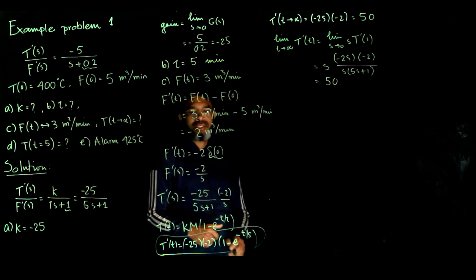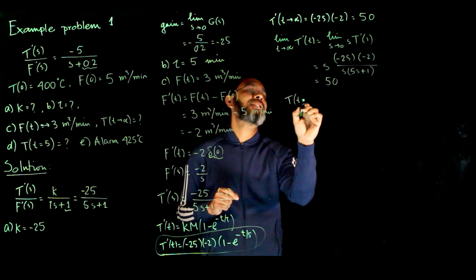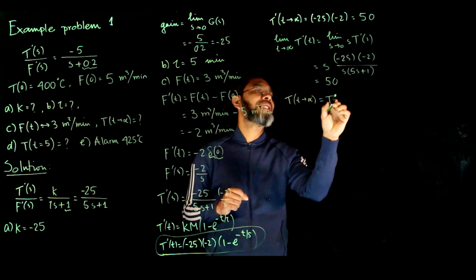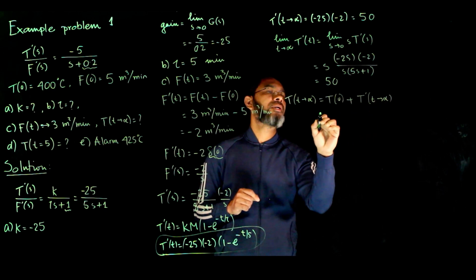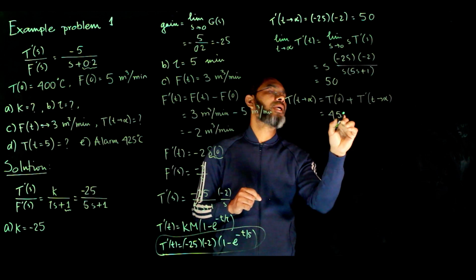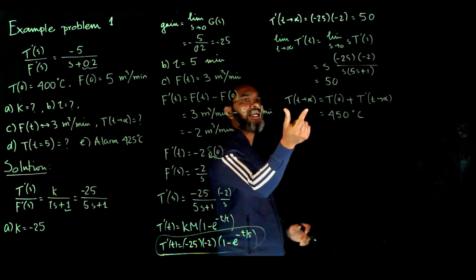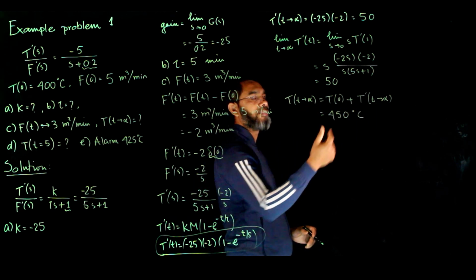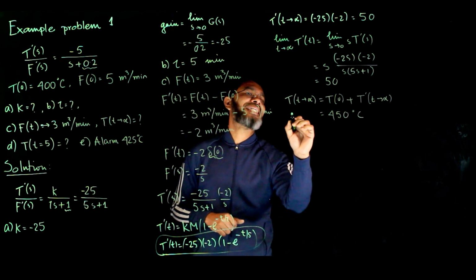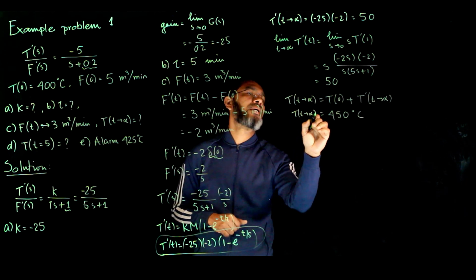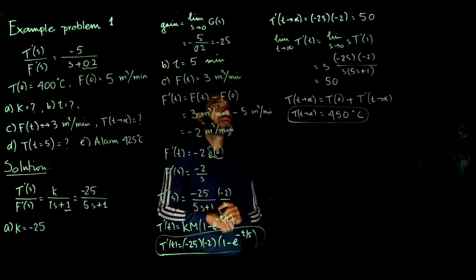Okay. So it asks what will be the value of this temperature. We get T at t infinity will be T at 0 plus T' at t infinity, which will be 450 degree centigrade. It asks you to find the temperature, not in the deviation form, but the absolute temperature. So that's the answer for this part C.